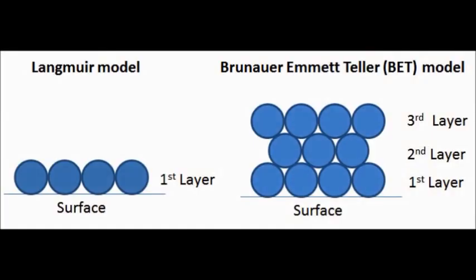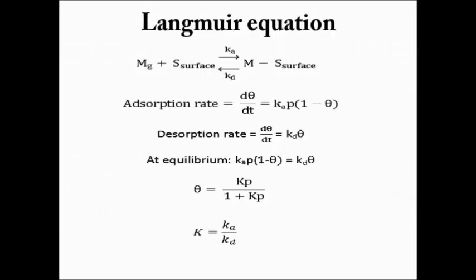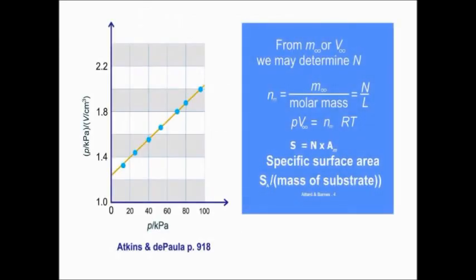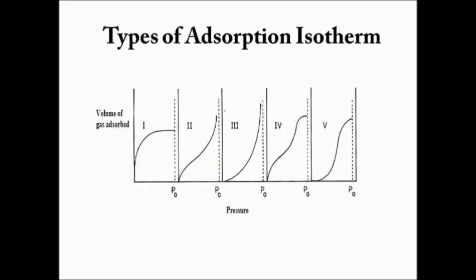The first layer formation is well described by the Langmuir theory equation, which is closely associated with the BET equation that describes the further adsorptions during the monolayer formation as well as after its completion. The derivation for the Langmuir equation is shown here, whereas these equations and graph are for the calculations to obtain the specific surface area of adsorption of a particular substance. Now we go on to the adsorption isotherms.